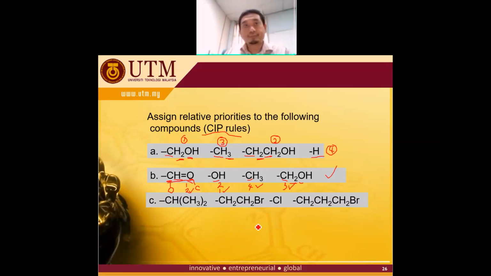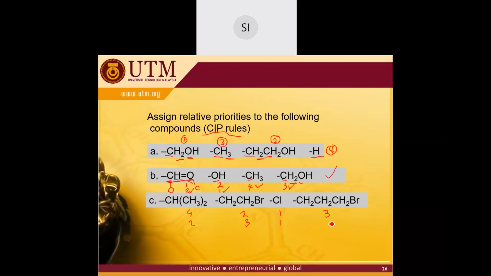How about C? Anyone want to try? The answers given were four, two, one, three, and another with two, three, chlorine one, four. Anyone have a different answer?